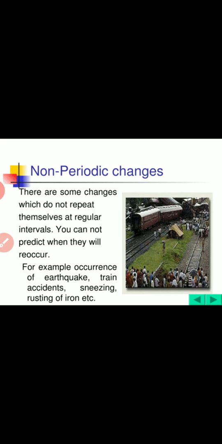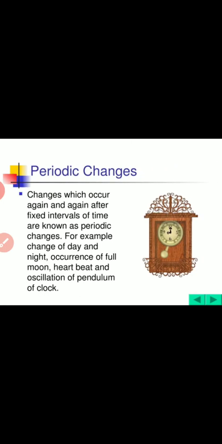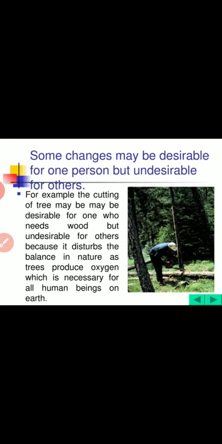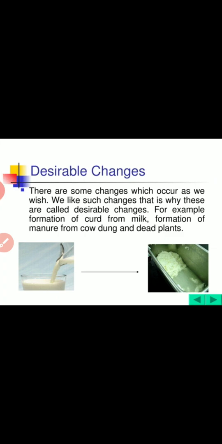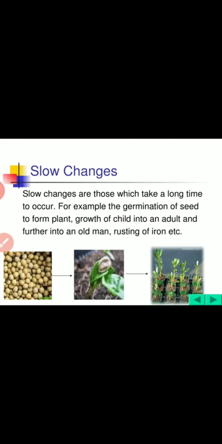So dear children, I think this is it for today's video. Today we have seen non-periodic changes, periodic changes, desirable and undesirable changes, fast changes and slow changes. So this is it for today's video. Tomorrow we will take a look at reversible, irreversible changes and other kinds of changes.